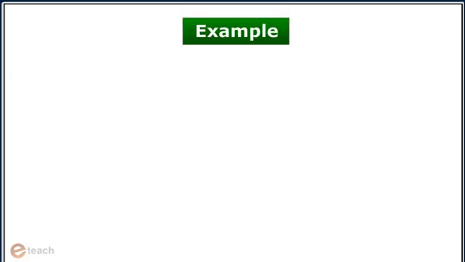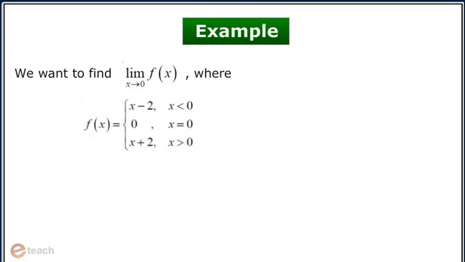Let's take one more example. We want to find the limit as x tends to 0 of f(x), where f(x) equals x minus 2 for x less than 0, f(x) equals 0 for x equal to 0, and f(x) equals x plus 2 for x greater than 0. Solution.